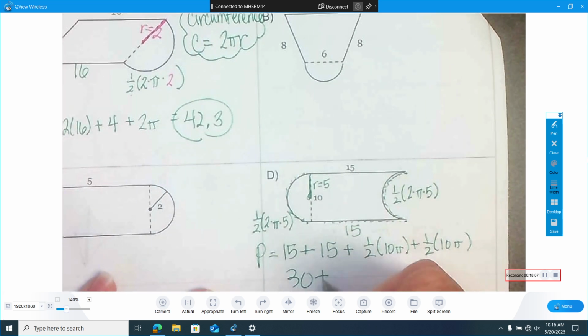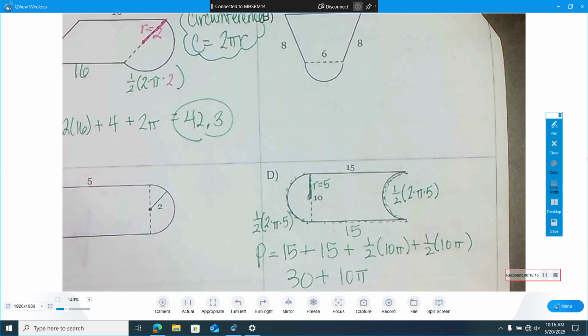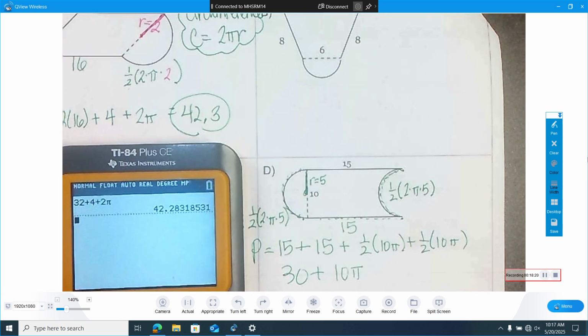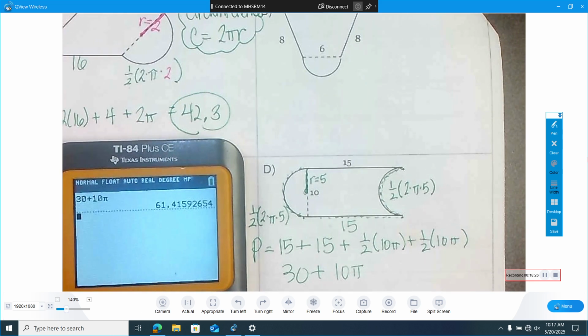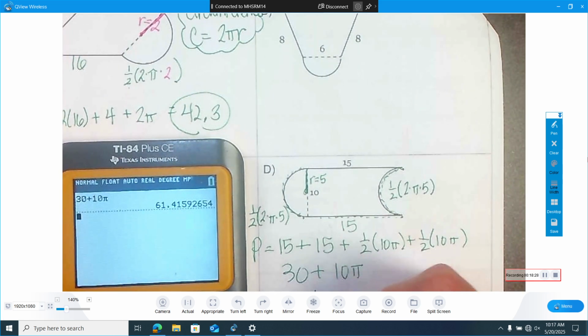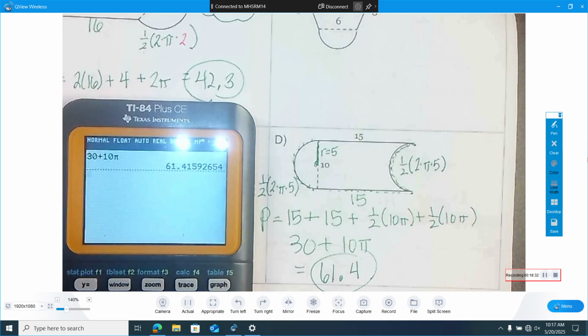So 30 plus, what's 1/2 and 1/2? 1 whole? Yeah. So 30 plus 10 pi, if we were to clean that up, but you can just use your calculator if you want to. Let's see, so 30 plus 10 times pi is 61.4 feet, maybe. Okay.